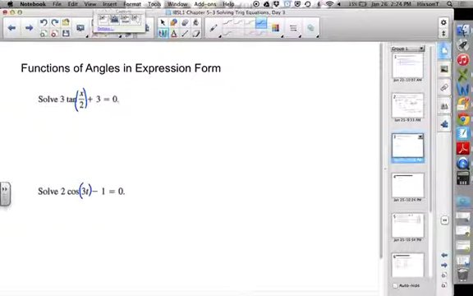And as you look at that, what's your initial thought? How might we handle this? Amanda? Move the 3 over to the other side and then divide by 3. Okay, so we would end up with tangent of x over 2. We'd subtract the 3 and divide by 3, so you'd get negative 1, right? You guys agree with that? That seem reasonable? We didn't do anything against the rules here. So what would we do then?